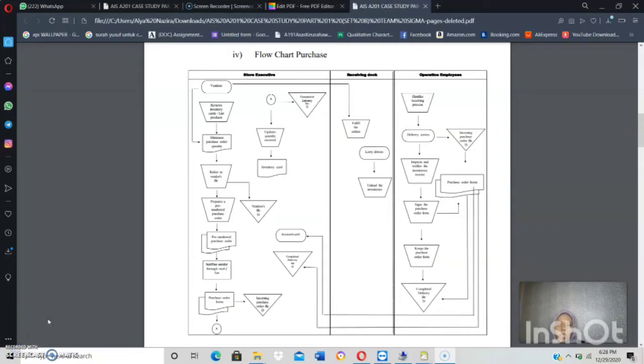Operation employees will handle the receiving process, and the delivery employees will inspect and verify the inventories received and will sign the purchase order form for 2 copies, and they will keep the purchase order form in the completed delivery file and forward the original copy of the purchase order to the account unit.